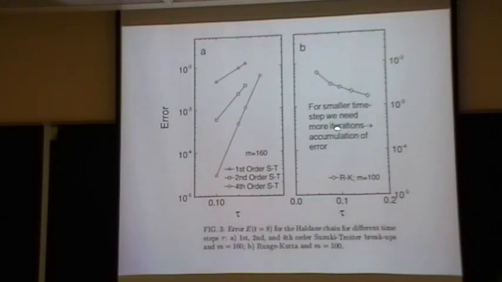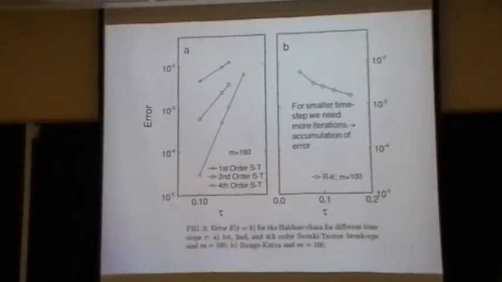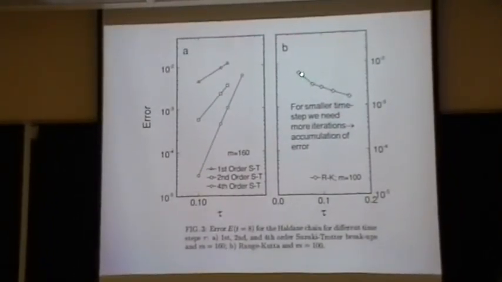And here for Runge-Kutta, we see totally different behavior. Here as we increase tau, the error becomes larger. And here, as we increase tau, the error becomes smaller. So how do we explain that? That for smaller tau, the error is larger.